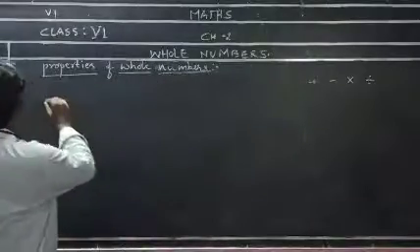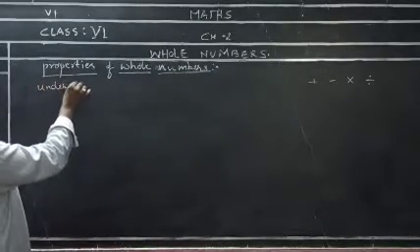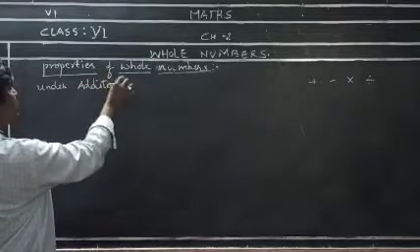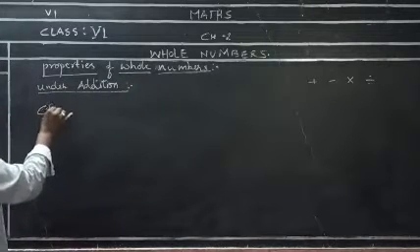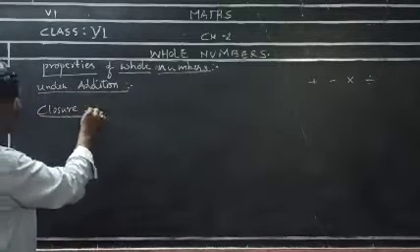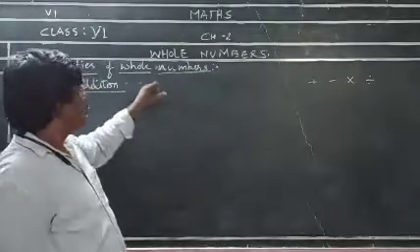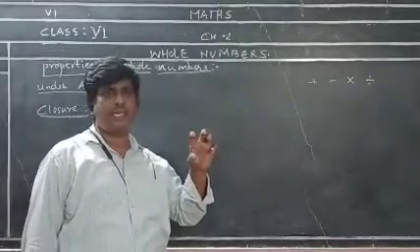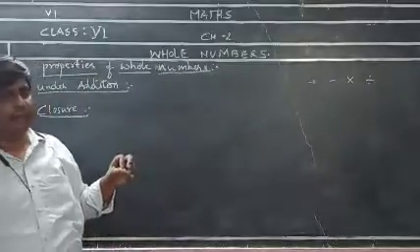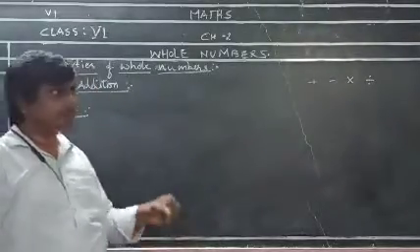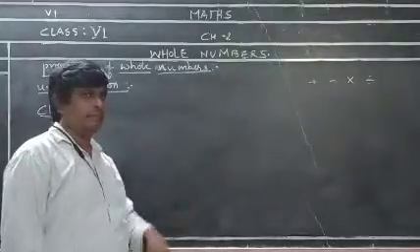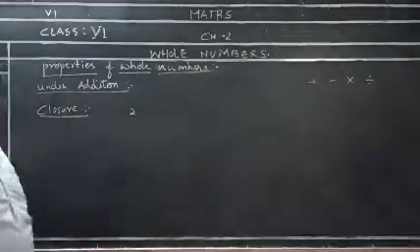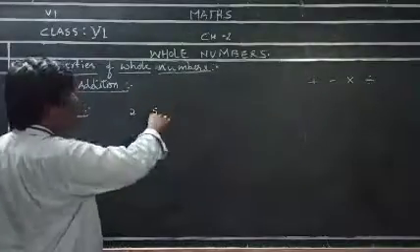First, under addition, how can you explain closure? For this, I will take any whole number. What are whole numbers? Whole numbers are numbers which start from 0. The smallest whole number is 0. The biggest number is undefined because we don't know. I am taking any 2 whole numbers. For that, I will take 2 as one whole number and 5 as another whole number.